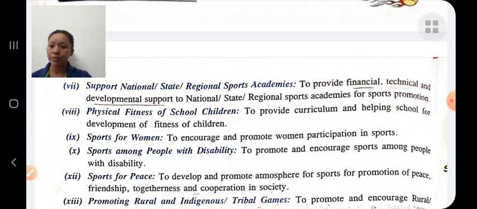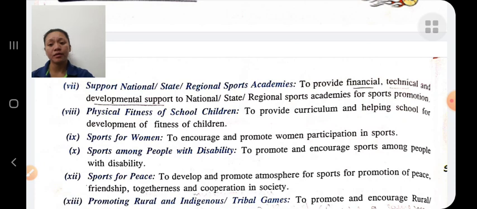Sports among people with disability. The Khelo India program also promotes, encourages and motivates disabled persons to participate in games, like the Paralympic Games and Deaf Olympic Games. These are championships for disabled persons.